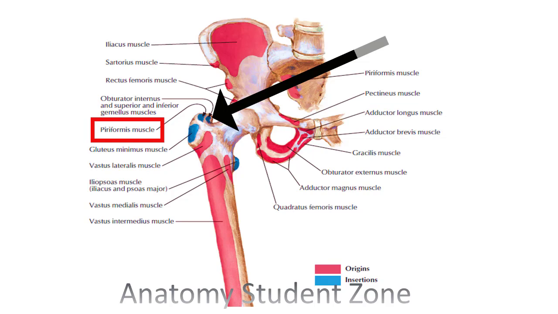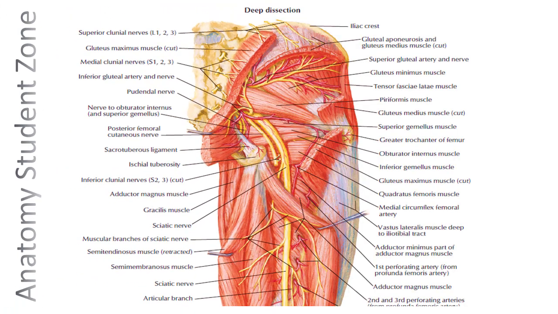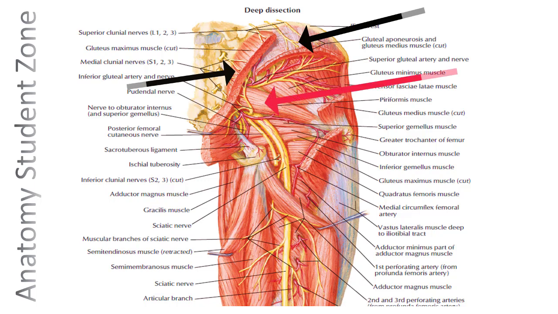You can also see in this image that the obturator internus muscle also has an attachment at the greater trochanter of the femur. So in lower limb dissection, when you remove gluteus maximus and gluteus medius, you can identify the piriformis muscle, and also you can see obturator internus. Both of these are going to be attached over the greater trochanter of the femur.